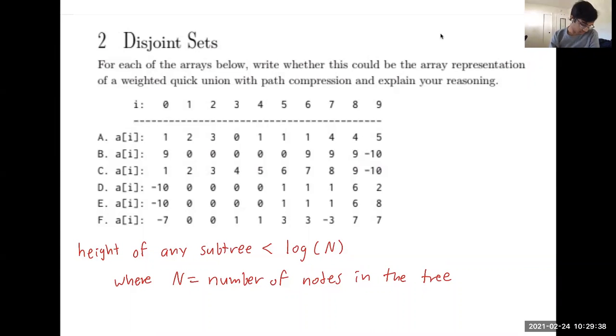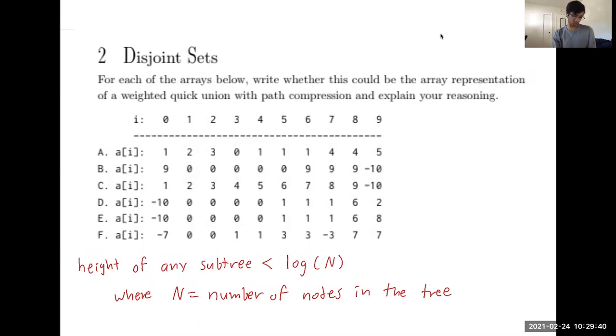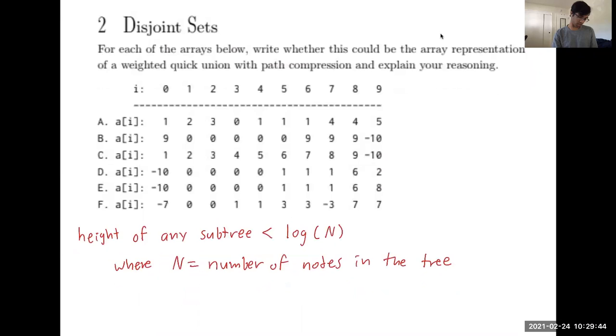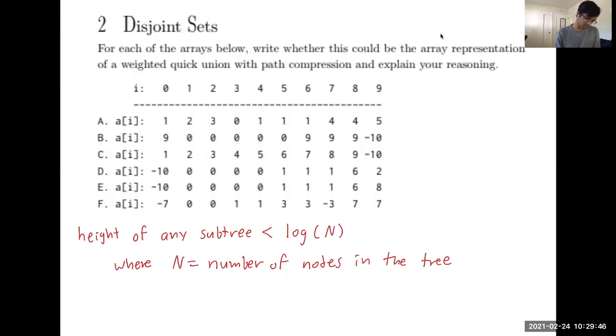All right. Hey guys, so this is going to be the walkthrough for problem 2 on the Exam Prep worksheet number 6. And the problem is called Disjoint Sets. So for each of the arrays below, write whether this could be the array representation of a weighted quick union with path compression, and explain your reasoning, explain why.